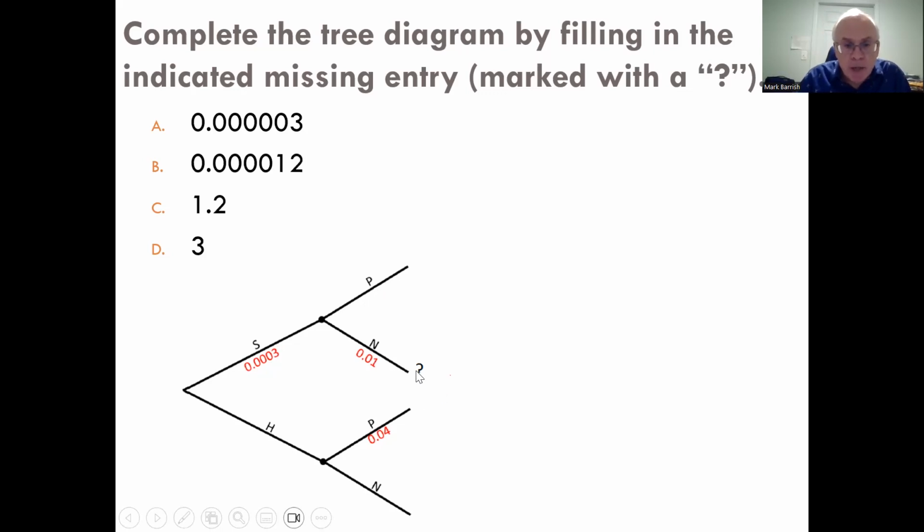For this one here, they're asking what the answer is here. This is 0.0003 times 0.01, and that would mean 5 zeros before the 3. 1, 2, 3, 4, 5. It's this one here, A.